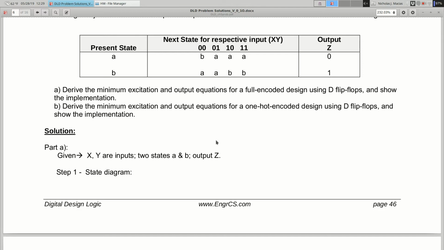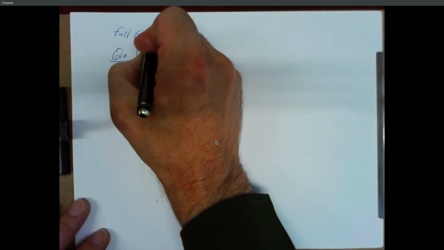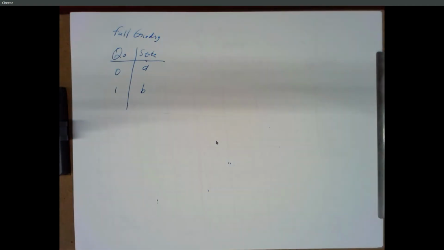So how many flip-flops do we need if we want 2 states? You can get away with 1 because a flip-flop has 2 possible values. So we might have 1 flip-flop, Q0, and here's our state. And Q0 is either a 0 or a 1. If Q0 is a 0, that's state A. If it's a 1, that's state B. So this is full encoding, and it's what we've been doing. It's exactly what we've done every time that we've made a state table. We've been using full encoding.